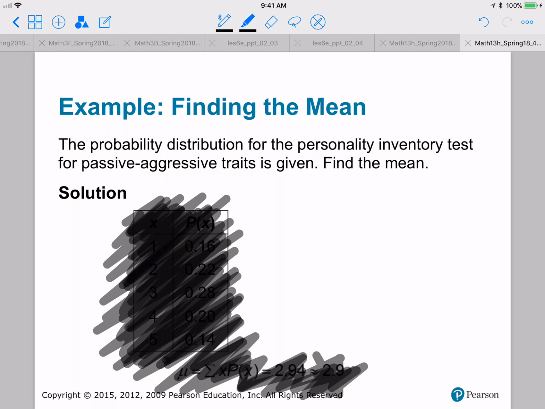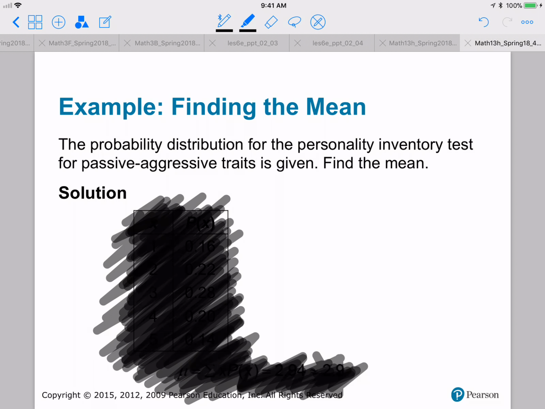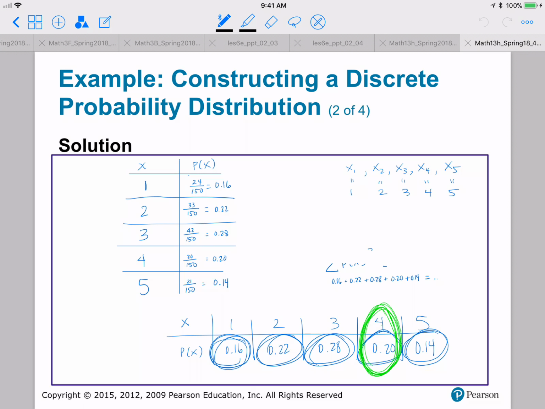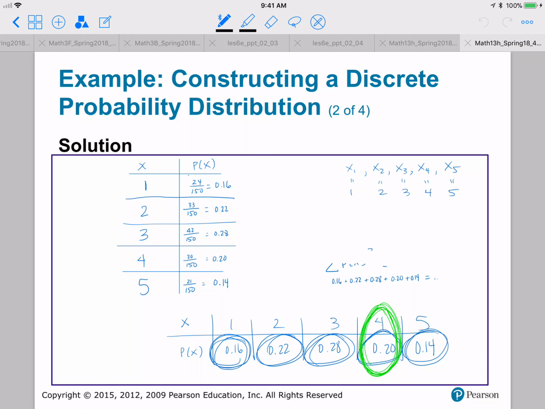Here we go. Now we're getting dark. The reason why we want to pretend we don't see it is because we want to make sure that we're doing this correctly. And we're not going to use the charts and tables. We're going to be using technology. So we want to find the mean of the data for taking that inventory, right? The personality inventory test for passive aggressive traits. This was our distribution.